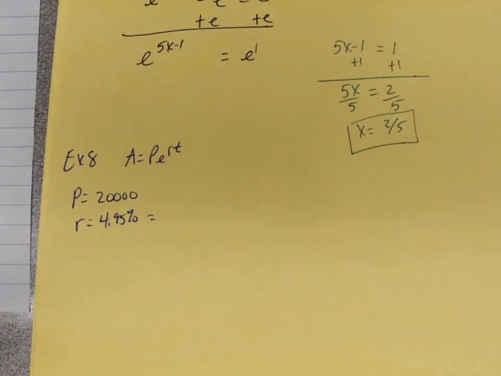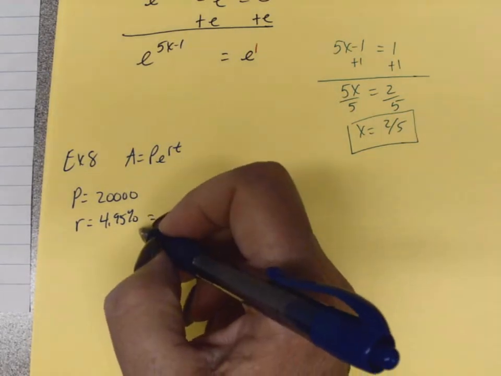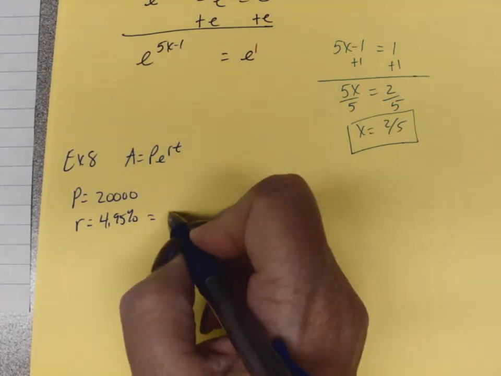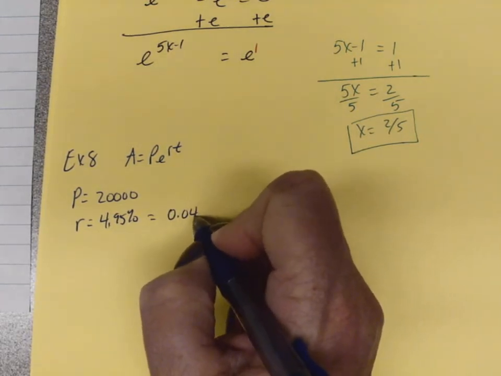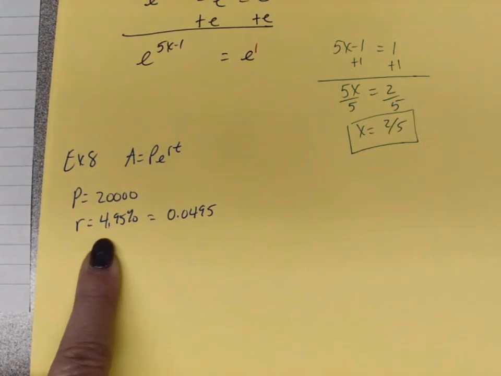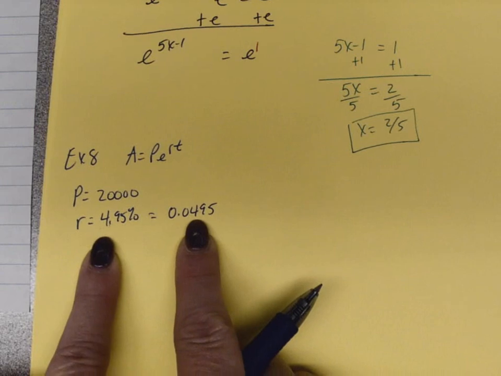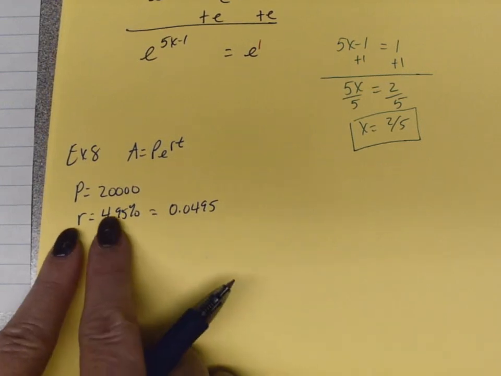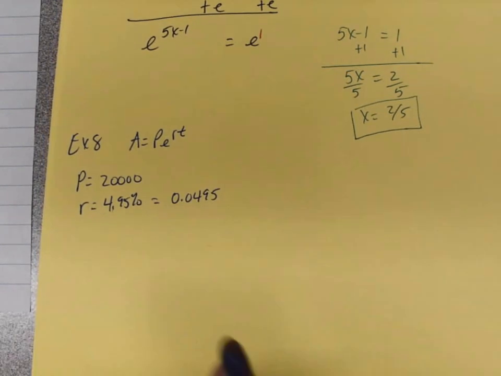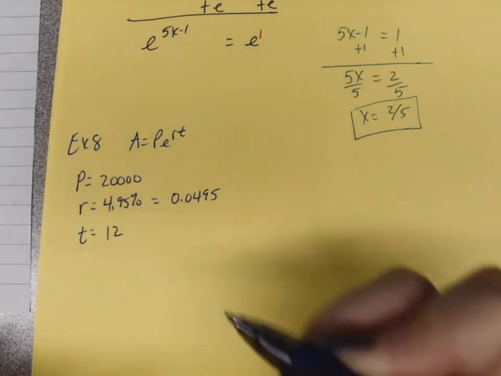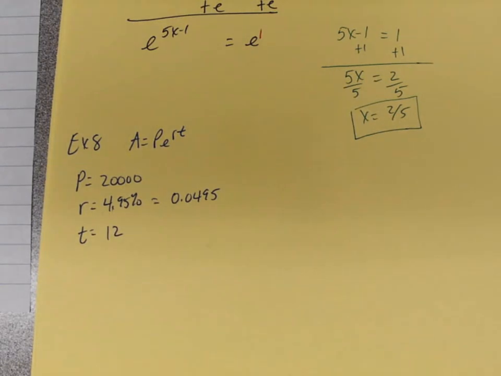So you can drop the percent and divide by 100, or you can know that you're going to move the decimal 2 places to the left. So 0.0495. Do pay attention to this because I'll have a lot of students who put 0.4 and not 0.04. It's got to move 2 places, so you've got a 0 fill in there. And then our t, we are told that it is for 12 years. T always has to be in the form of years, even if they give you months. We'll look at some problems on that.